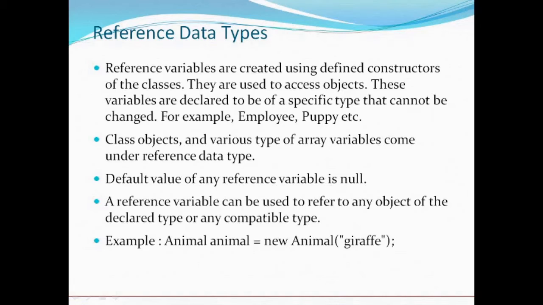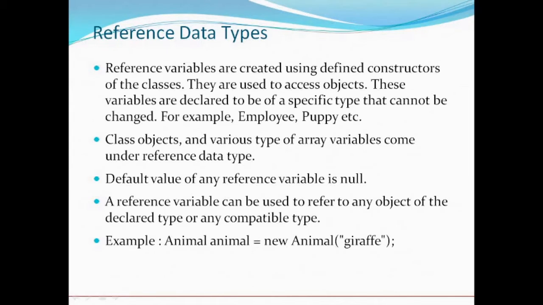Now what exactly are reference data types? Reference variables are created using defined constructors of the classes. Now the person who is new to Java will not know what constructors are, but a person who has studied C++ or any other object-oriented language must be familiar with what a constructor is. I will go into great detail on constructors in the object-oriented part of this language, but at present I just want to say that constructors are used to initialize the variables in a class.